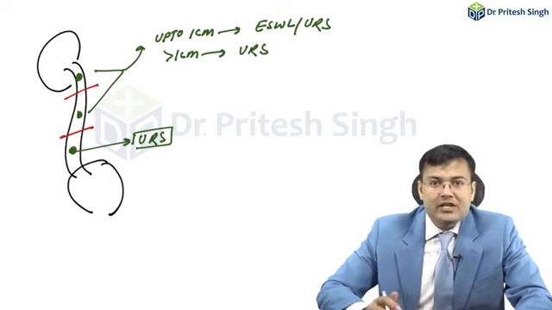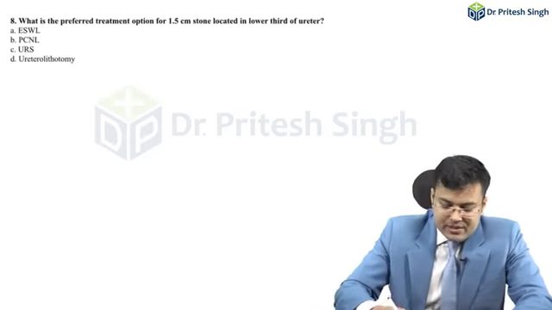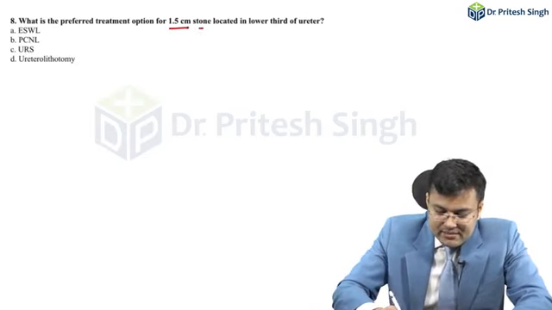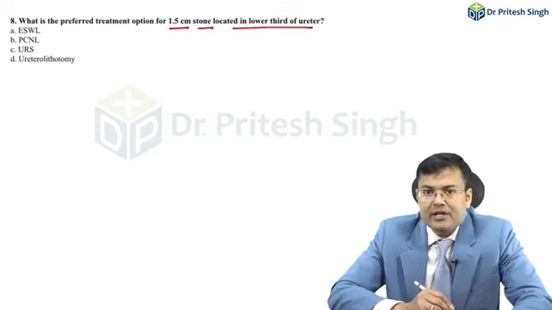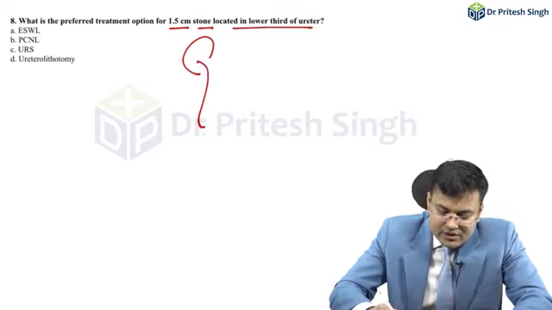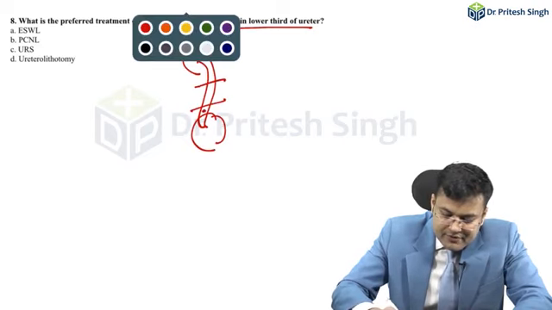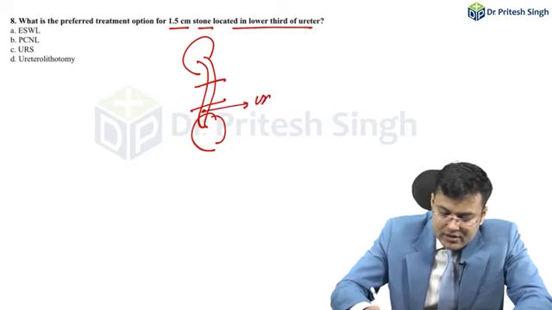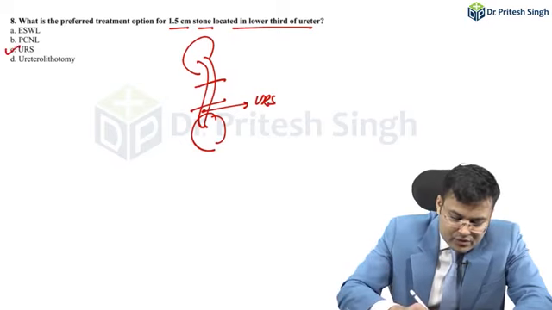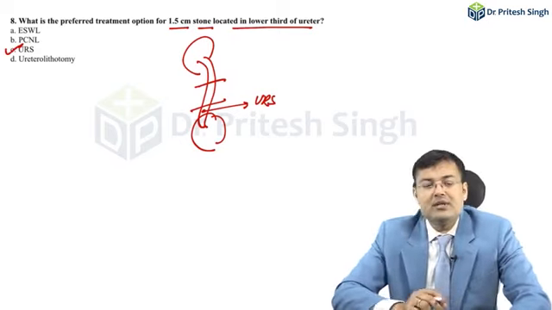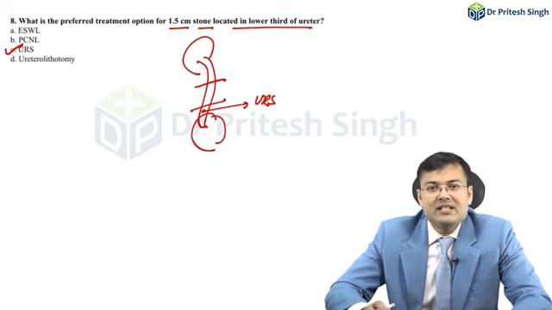So now have a look at the question. What is the preferred treatment option for a 1.5 centimeter stone located in the lower third of ureter? So if the stone is located in the lower third of ureter, preferred treatment option is what? It's URS. So ureteroscopy is the preferred treatment option. So the correct answer for this question is C.